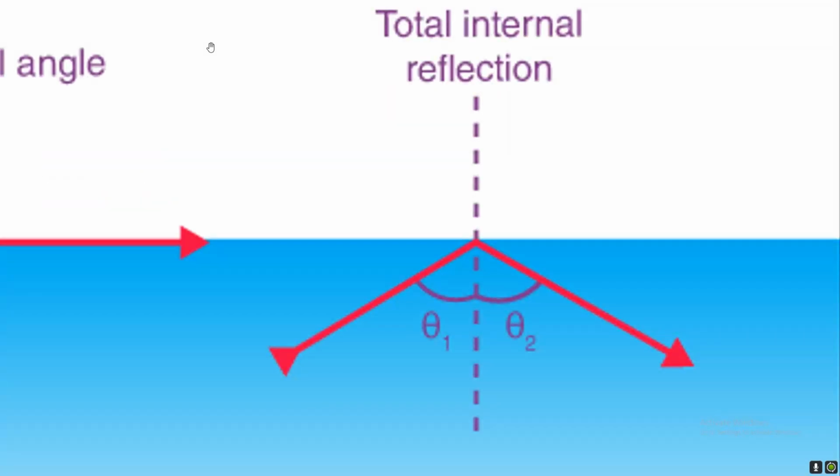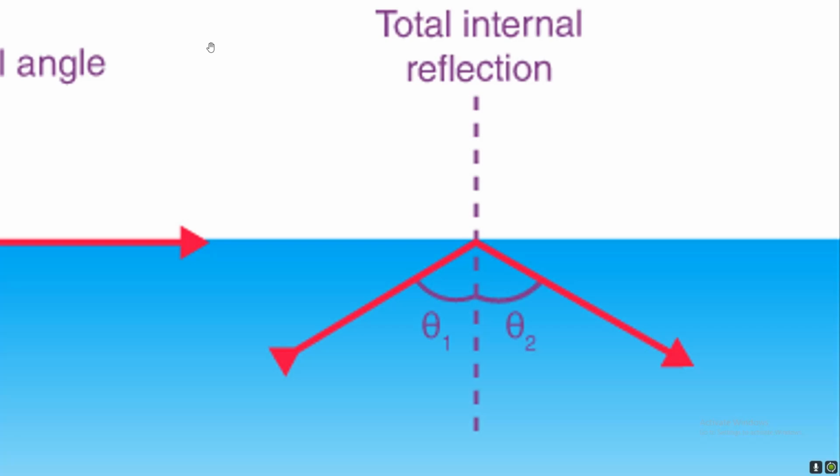Now, if we increase the angle of incidence even further beyond the critical angle, the light no longer refracts into the air at all. Instead, it reflects entirely back into the water. This phenomenon is called total internal reflection. On the right side of the image, you can see that the incident ray hits the boundary at an angle greater than the critical angle. Instead of refracting, the ray reflects back into the water at the same angle.